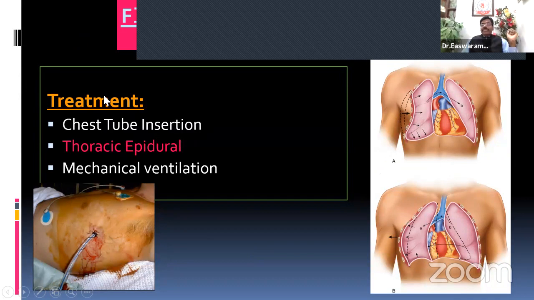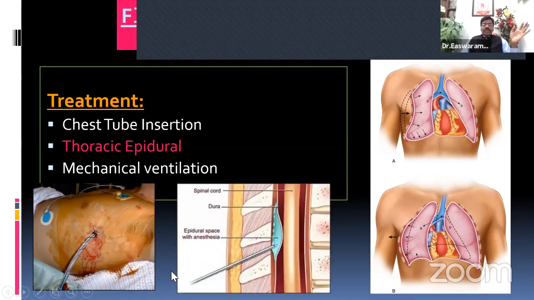So what do you do for treatment for these people? Of course, you need to do an ICD, because often they have an associated pneumothorax. Next, because of the multiple rib fractures, they have a lot of pain. So you need to give them what we call a thoracic epidural. So this is the spinal cord. You put the patient on the side, go through the thoracic intervertebral space into the epidural space and inject analgesics so that the patient is pain-free and can breathe better.